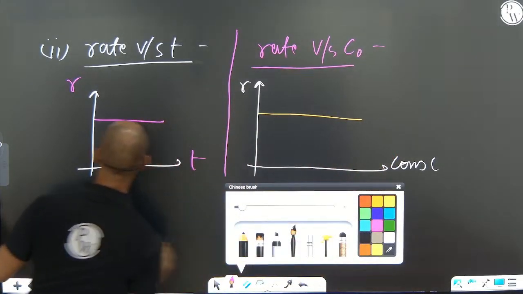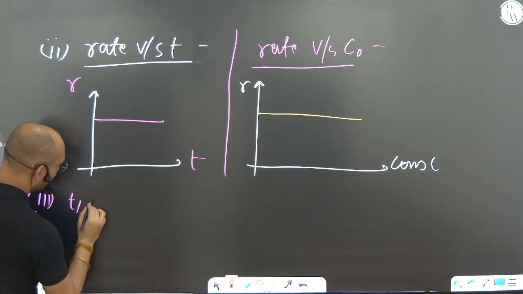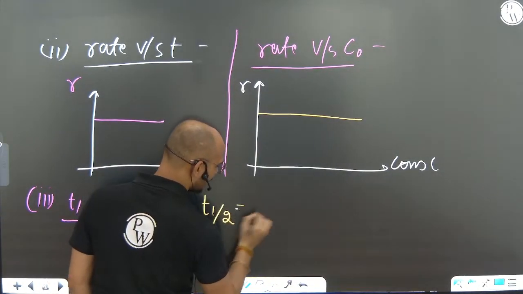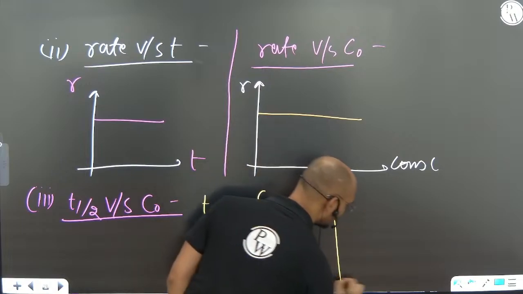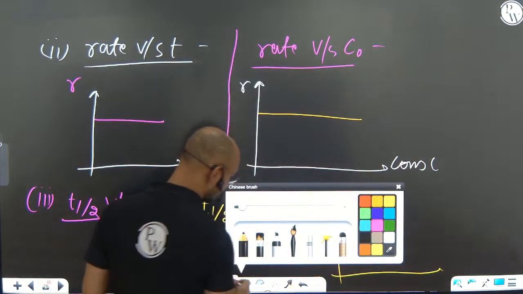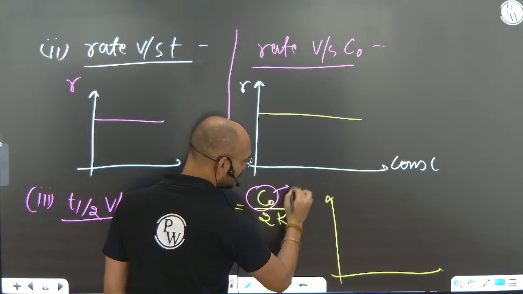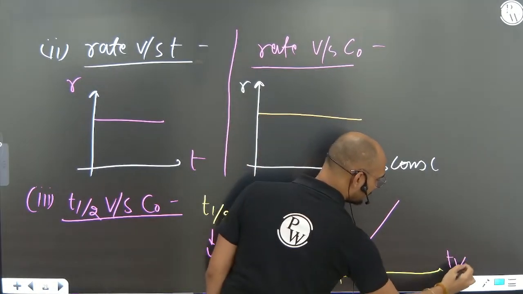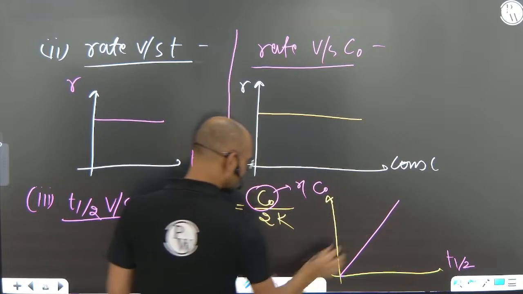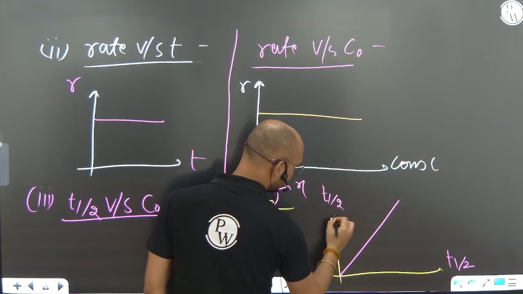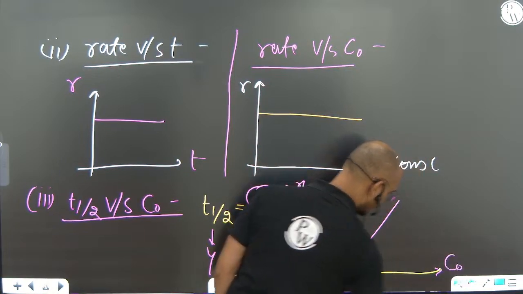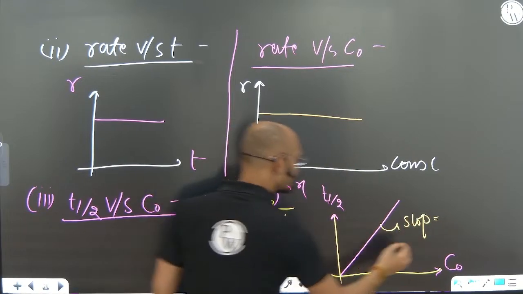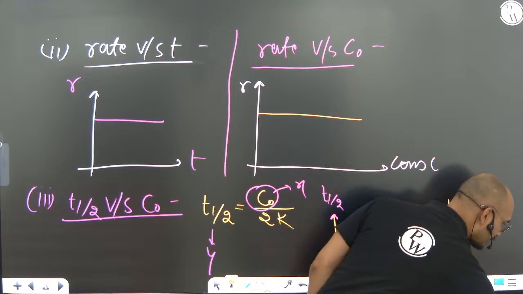Yes. Next is the third type, T half versus C naught. What is the value? I hope you remember. T half for a zero order reaction equals C naught by 2K. So how can you make the graph? You can see y equals mx plus c. T half is y, and C naught is x. m is 1 by 2K. T half is on the y side and C naught on the x side. What is the slope? Slope equals 1 by 2K. Okay.